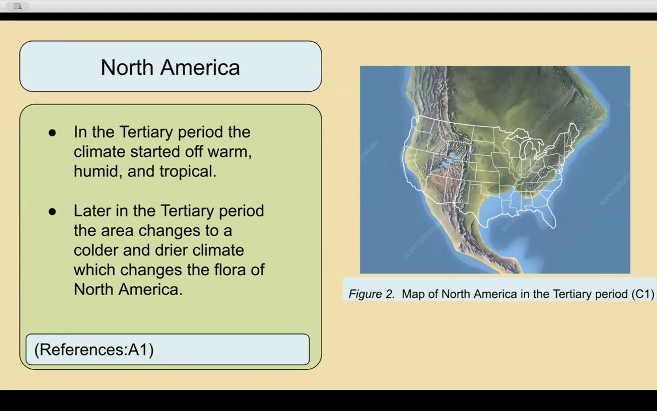Having plant fossils is extremely helpful to finding the way that the climate changes. Plant fossils show us the past climates and the evolution of the flora in this specific region.